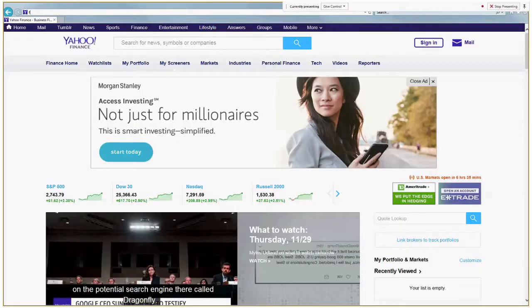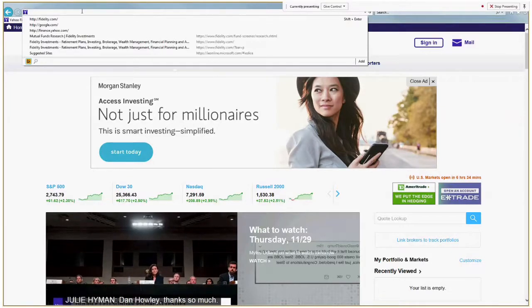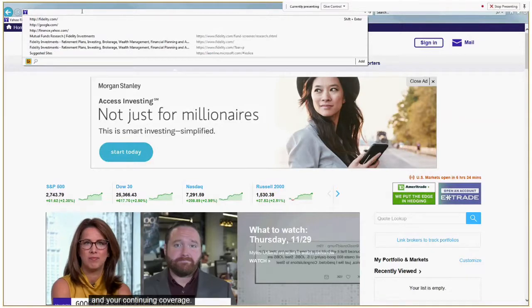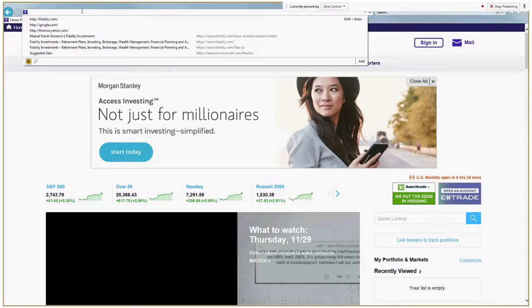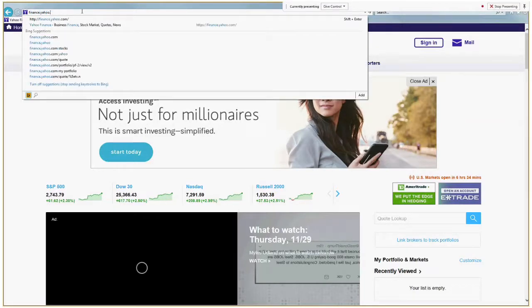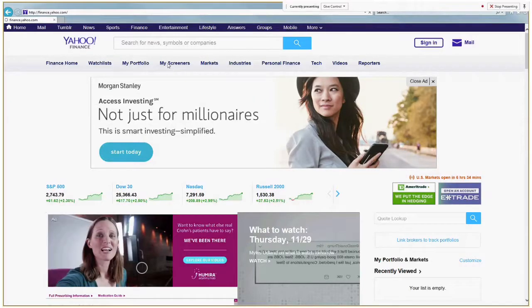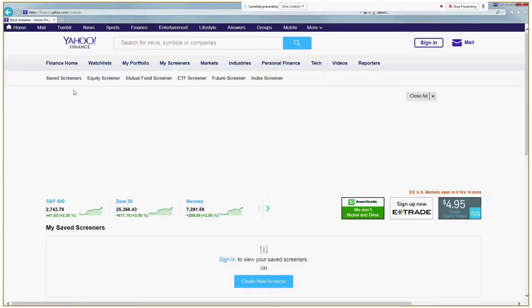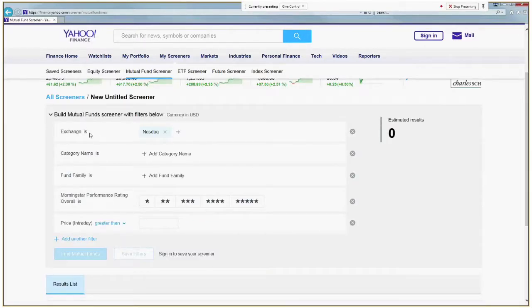All right, and so for Yahoo Finance, if you go to your web browser and type in finance.yahoo.com, you'll see they have it very easy to find. When I click on My Screeners, we'll see the mutual fund screener right here. So if I click that, over here, you can add an exchange. I'm going to go ahead and remove that.